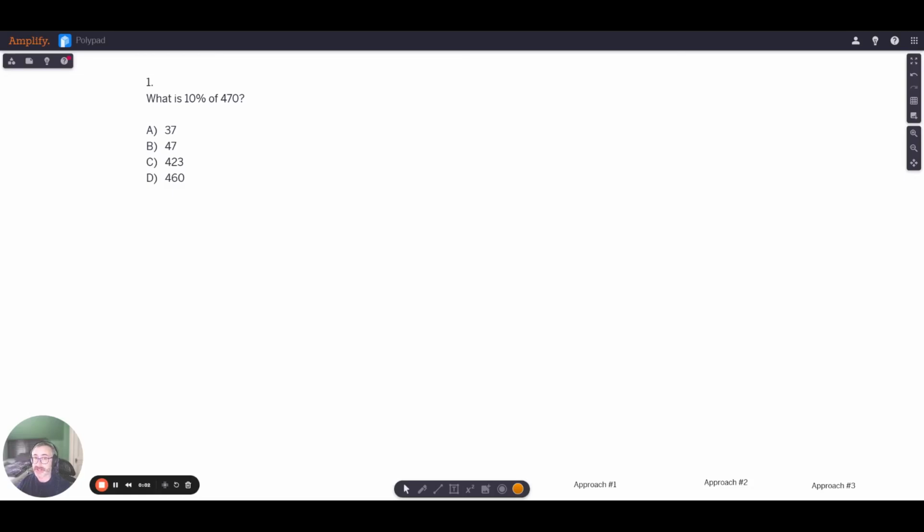Practice test question number 1. What is 10% of 470? This question is testing your understanding of number and quantity. What is 10% of 470? Well, we have a few different approaches to this.